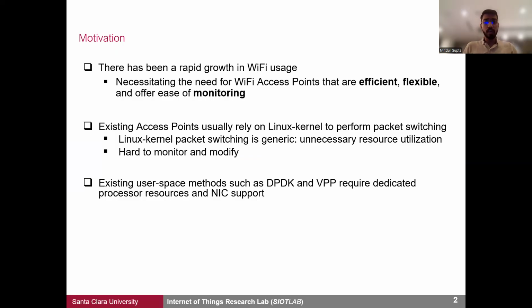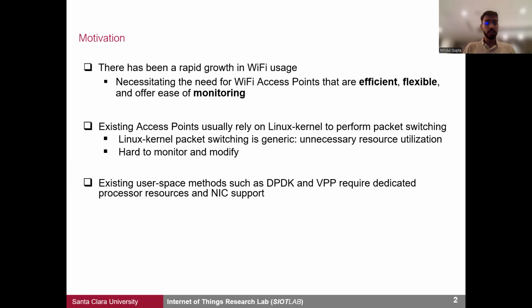Our motivation is the rapid growth of Wi-Fi usage by IoT devices, computers, and mobile phones, which has necessitated the need for creating Wi-Fi access points that are efficient, flexible, and offer ease of monitoring. Currently, access points rely heavily on the Linux kernel for packet switching. This dependency on the Linux kernel has a few major drawbacks.